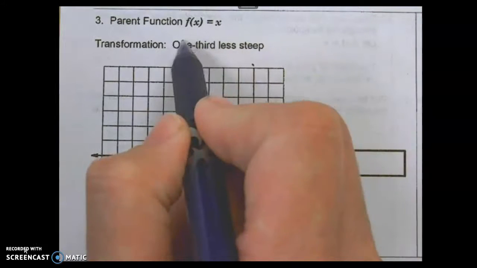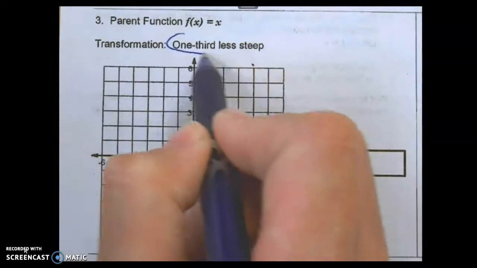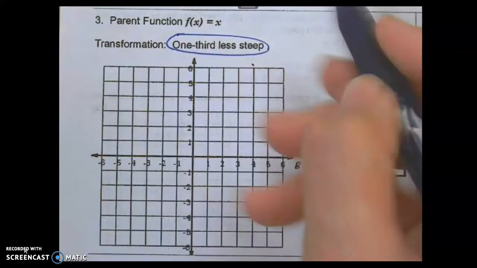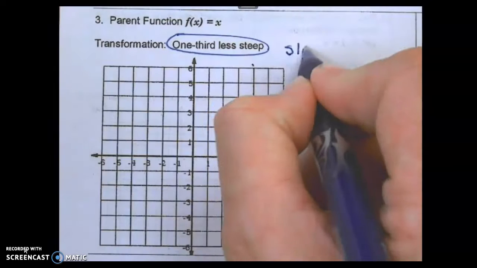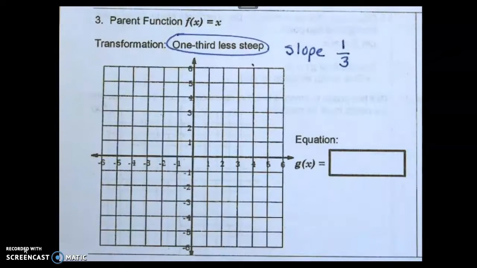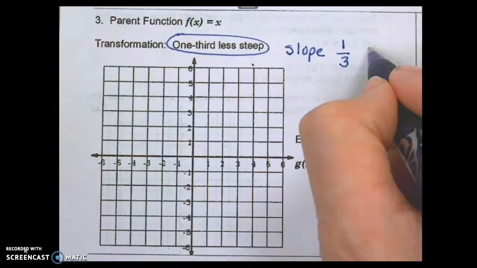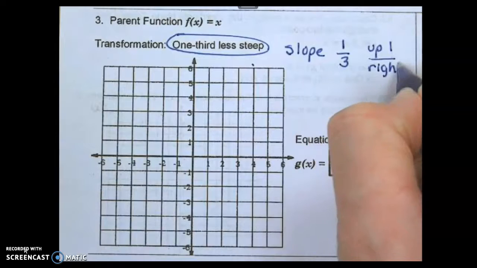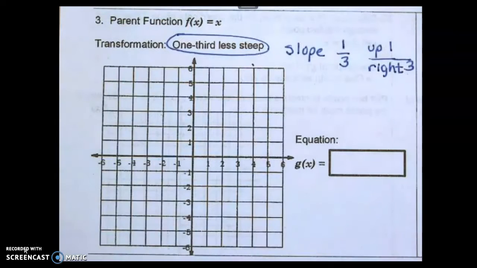All right, it says we are 1/3 less steep. So we are talking about a flatter line, easier for someone like me to climb up. And so I know my slope is 1/3. So that's up 1, right 3, correct?